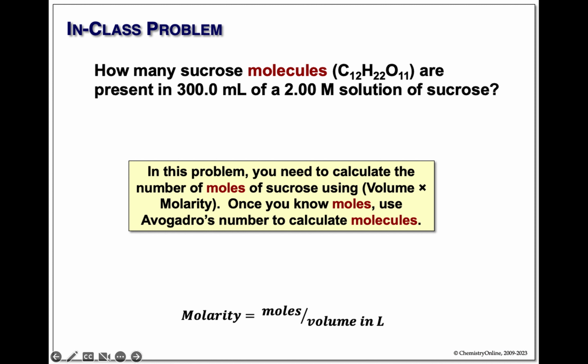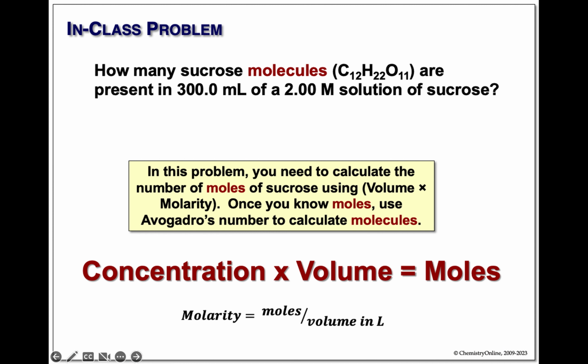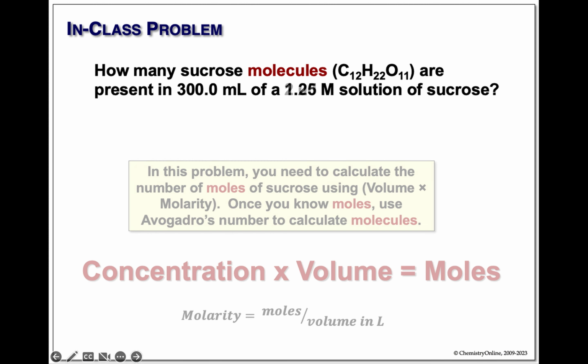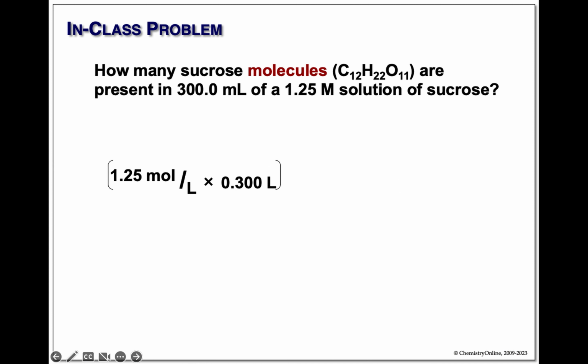Molarity is moles divided by volume. Moles, concentration times volume. We take our concentration, multiply it by our volume in liters, must go to liters, to get the number of moles. Concentration, volume, multiply them together, we get moles. Now we know how many moles there are.